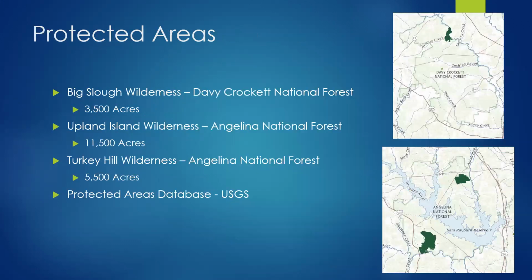Now, as stated, the protected areas, there's the Big Slough in the north of the Davy Crockett and the Upland Island and the Turkey Hill on both sides of the reservoir for the Angelina National Forest. Now, this data has been taken from the Protected Areas database, which is available through the USGS.